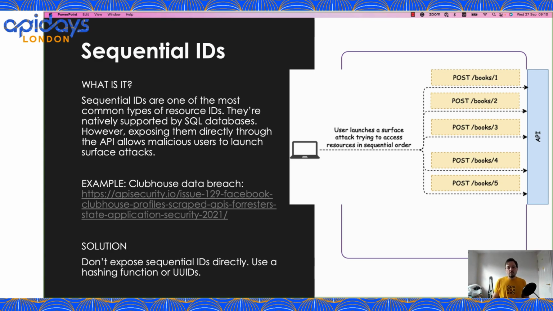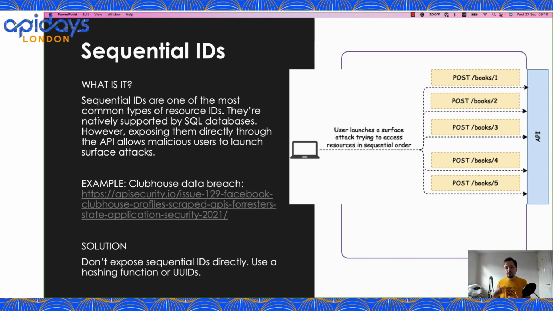An easy one is sequential IDs. We are all aware of what sequential IDs are and how they can cause trouble in our APIs. Sequential IDs are IDs that follow a predictable pattern of identifying objects. They are natively supported by most database engines. They are easy to work with, easy to reason about and to debug. They are very efficient for data indexing and retrieval, but they are also a great security risk if you expose them directly through the API.